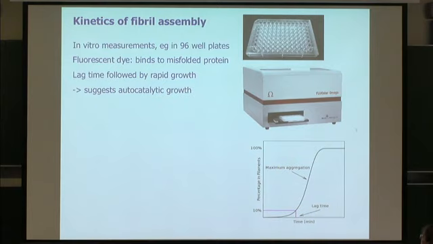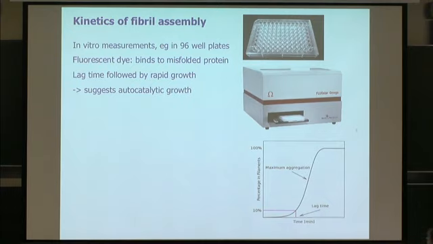And then you put this plate into this machine here, which is called a plate reader, and it incubates the plate at a fixed temperature, and it shakes it from time to time. And every 10 minutes or so, it measures the fluorescence in every single one of these 96 wells. So this is a way that you can do multiple replicate experiments quite easily.